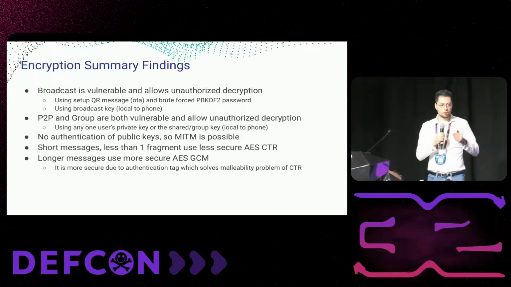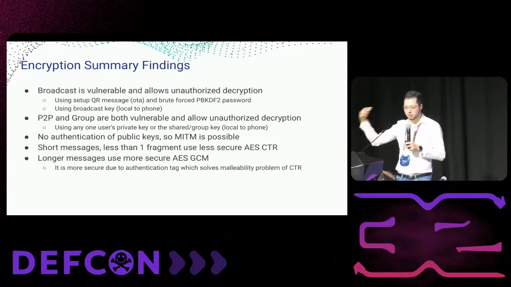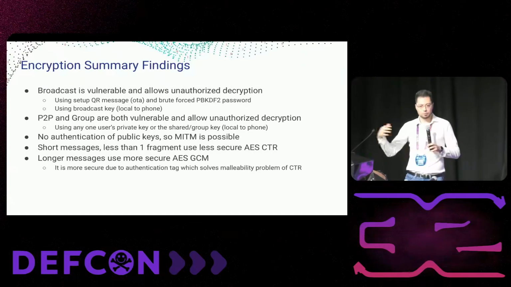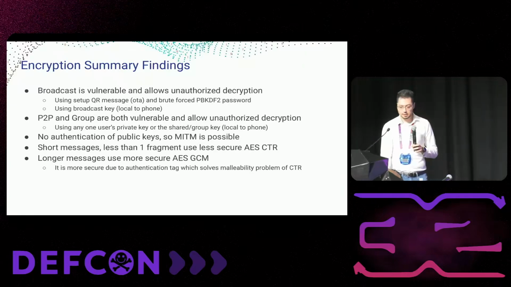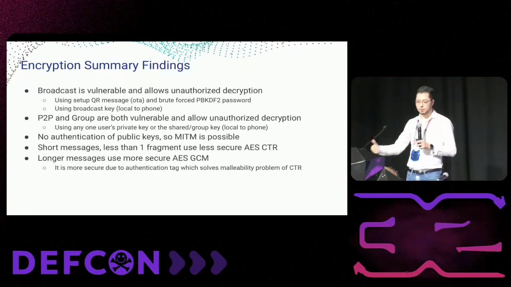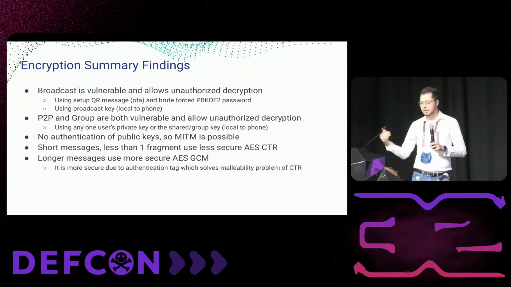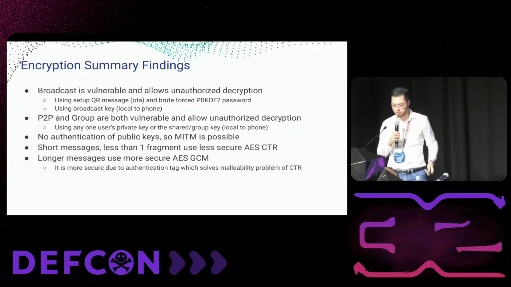So this is our vulnerability summary, right, of encryption summary findings. Broadcast is vulnerable and allows unauthorized decryption. Using the setup QR message, which is captured over the air, and a brute-forced password, we can decrypt it. We can also get it if the phone is compromised and we get the key from there. P2P and group are both vulnerable to unauthorized decryption if, again, the phone is compromised and we get some of these. If you want to know the feasibility, you can check out our DEF CON talks and things like that.